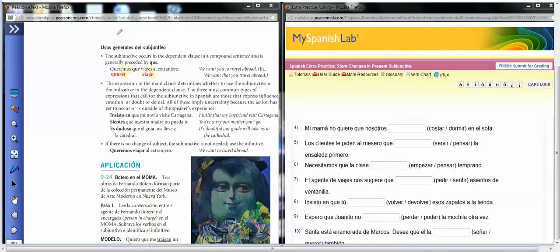So what they're telling you is that you're going to find the subjunctive in the dependent clause, which is going to be your part of the sentence that comes after que. You are going to find the subjunctive after que. Okay.